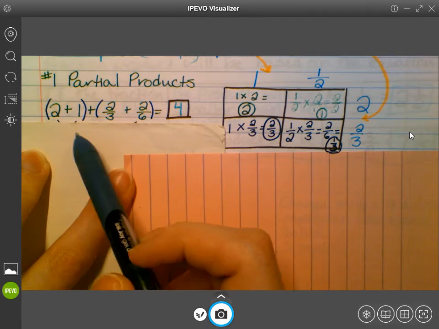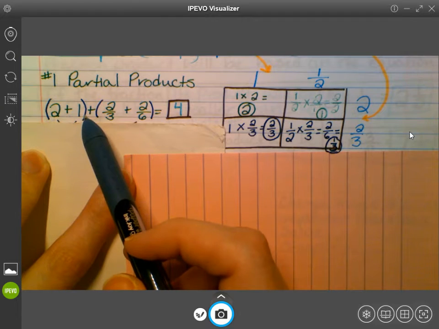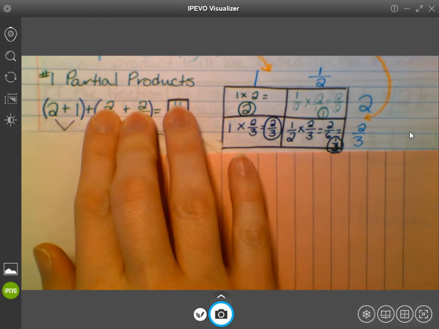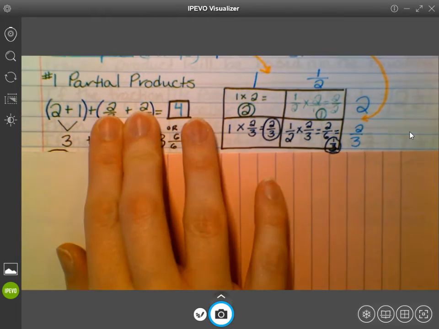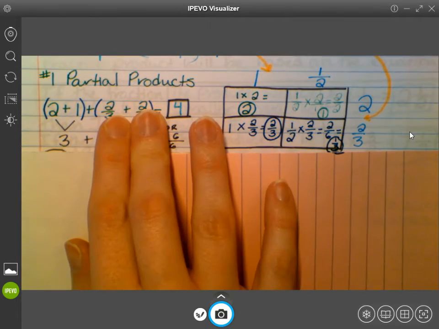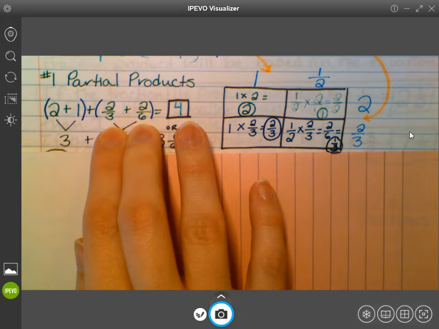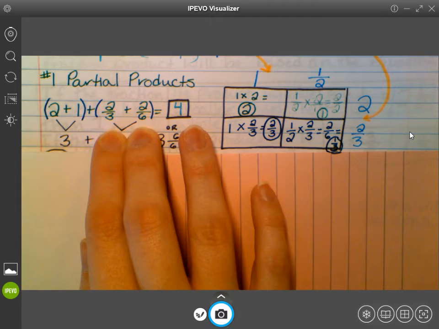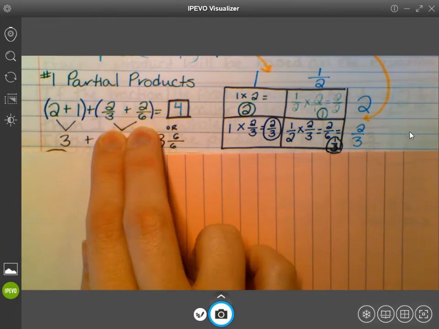So when I do that, what's 2 plus 1, 5th grade? 3. So we already know that when we add up 2 and 1, we get 3. And then what I want you to do is down below, the 2/3 and the 2/6, I want you to add them together and write that fraction there, where I'm covering with my finger right now.